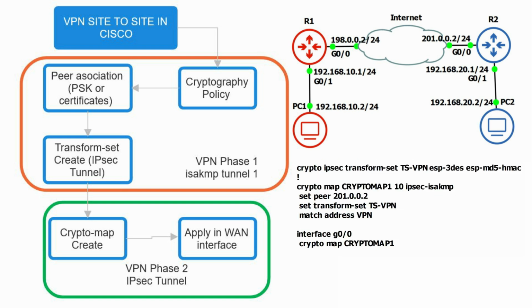The third step will be to create a transform set, which will describe how we want to carry out Phase 2 and what security protocols we will use, to finally create a crypto map. We will associate the peer, the transform set, and the interesting traffic.